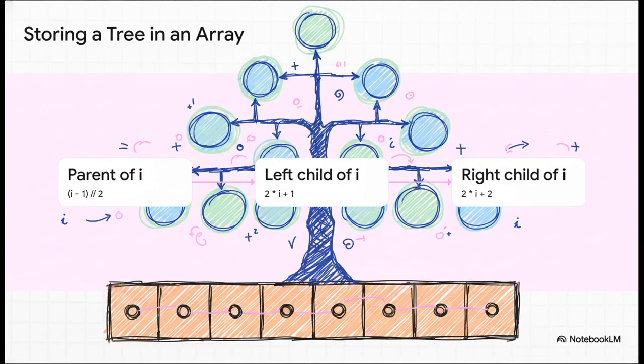Now, this is where it gets really slick. How do we store this tree? We don't mess with complex pointers or anything like that. We just use a plain old array. With these simple formulas, you can find any node's parent or kids just by doing some math on its index. It is incredibly efficient with space.